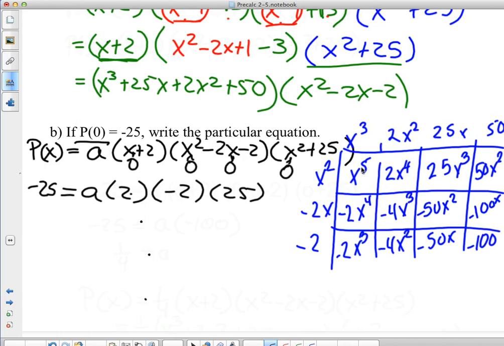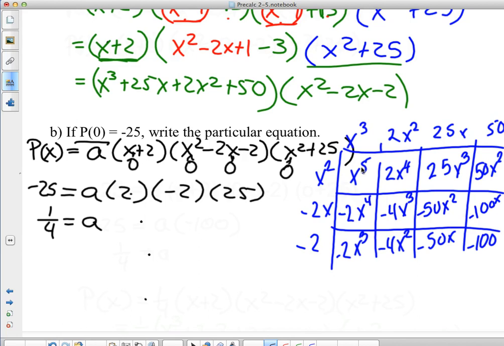My P is 0. So I'm finding what my A should be. Okay, and I'm just checking to make sure I didn't screw up anything. I got 2, negative 2, and 25. That's negative 100. Over here, that becomes 1 over 4. So that's what my A is. Okay, are you okay with what I'm doing?